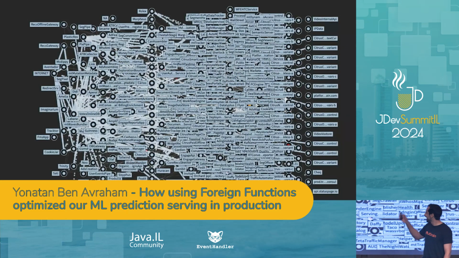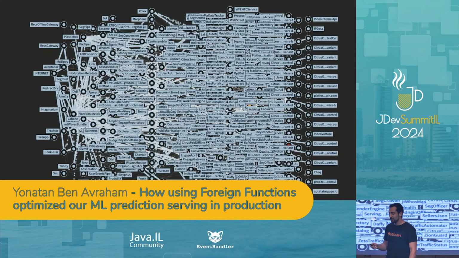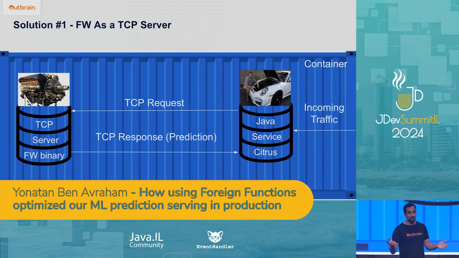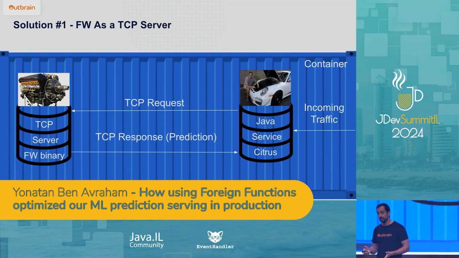And this is how our microservice looks. It was pretty obvious that we needed another microservice that would be able to propagate all the CTR predictions to all other services. The first solution we had was a TCP server. So we took the Fwumious Wabbit binary, and we built a TCP server out of it.